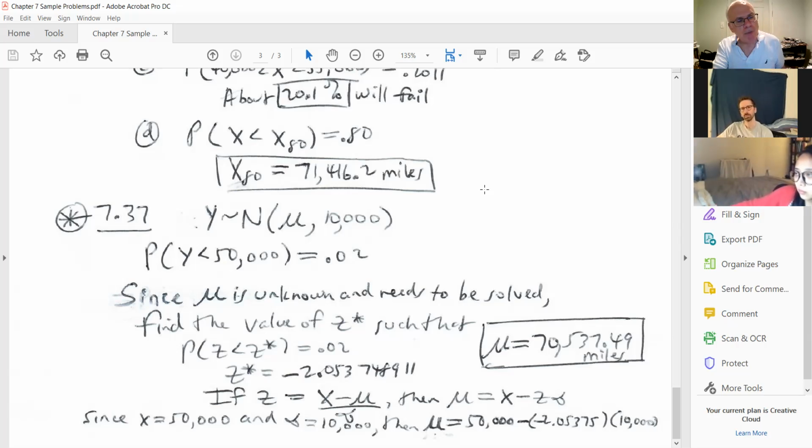There's also something in here about using the normal distribution to approximate the binomial. We're going to get back to that later. We are going to be doing something like that later, and that would be the appropriate time to teach you that, but not right now.